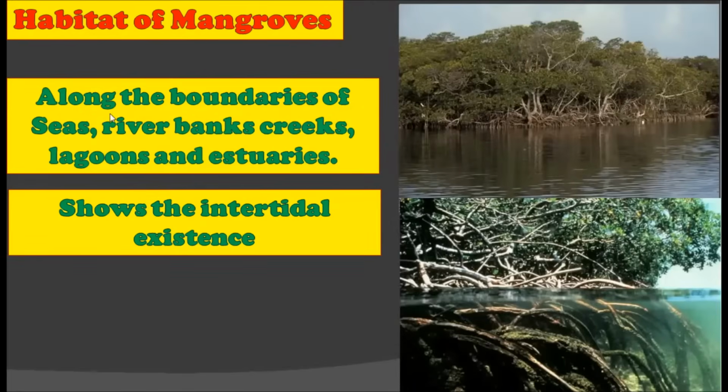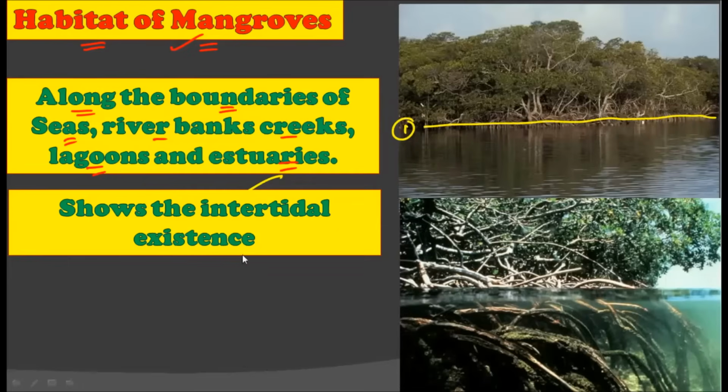Now, the very first point we are going to consider is the habitat of mangroves. The habitat of the mangroves is very different from the rest of the plant kingdom because they occur along the boundaries of the seas, rivers, creeks, lagoons, and estuaries. So these are the major water bodies, and along the boundaries of these water bodies, mangroves have their habitats. You can see in this first picture, all these mangroves are growing along the seashores. Now, they often show intertidal existence.